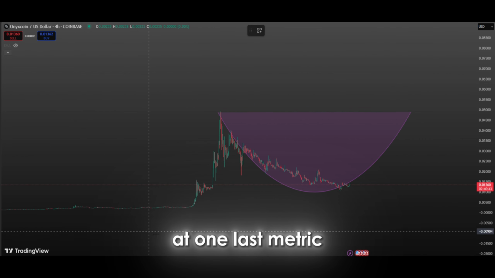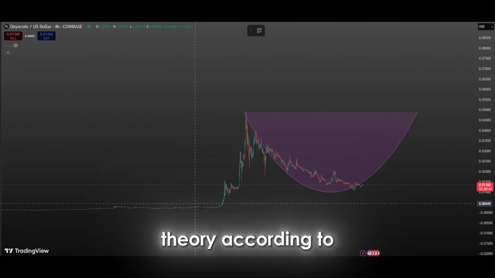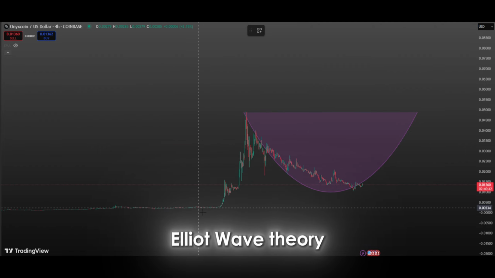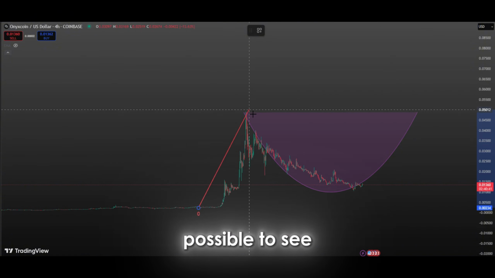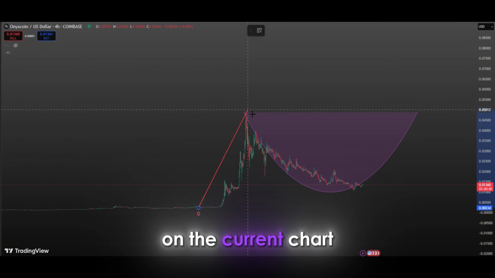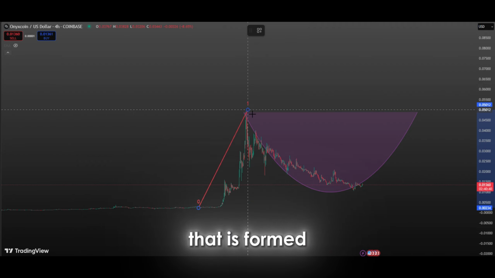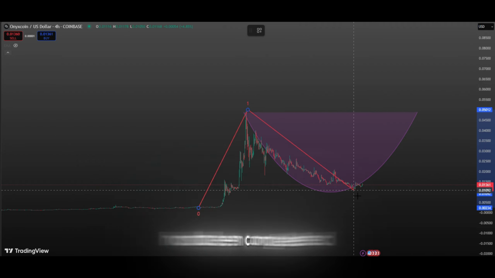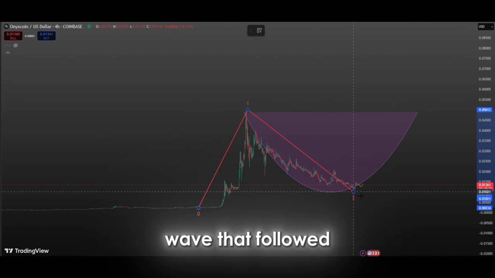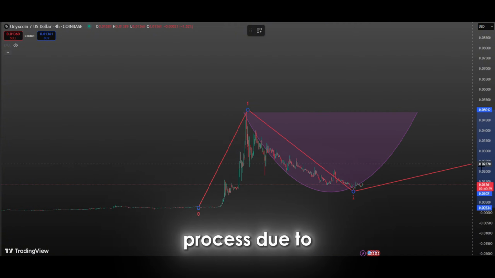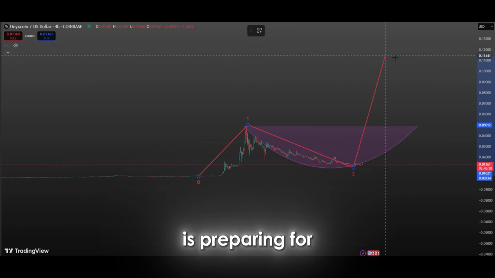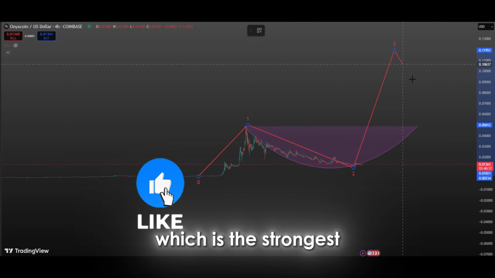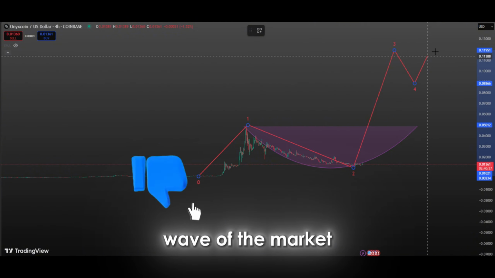And we'll look at one last metric, the Elliott wave theory. According to Elliott wave theory, we know that price movements move in waves, and it is possible to see these waves clearly shaped on the current chart. When we look at the structure that has formed so far, the first wave has been completed, and the second wave that followed was a correction process due to the pattern. Currently, we can say that the market is preparing for the third wave, which is the strongest and most remarkable wave of the market.